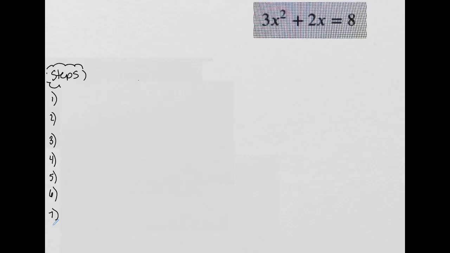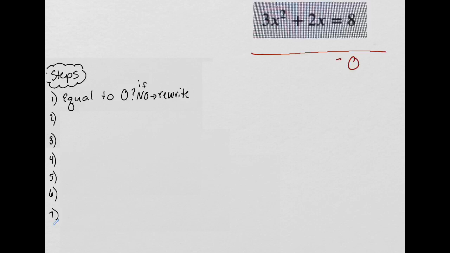So our first example is 3x squared plus 2x is equal to 8. Just like when we were solving by factoring, when you solve by quadratic formula, the very first thing is to make sure it's equal to 0. What I notice here is that it's equal to 8. So to get to 0, I have to do 8 minus 8, and what I do to one side, I do to the other. So I'm going to rewrite this as 3x squared plus 2x minus 8 equal to 0. And so that is step 1.